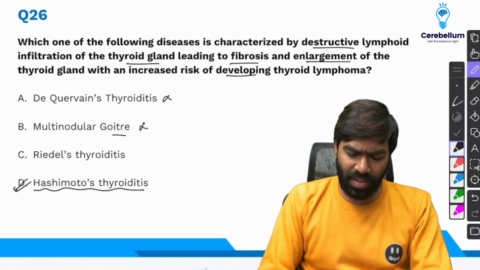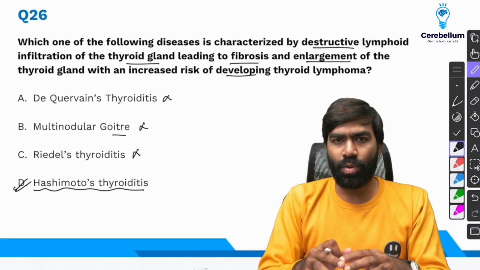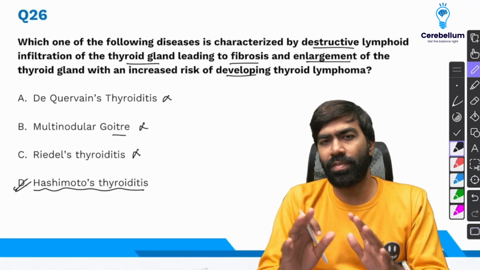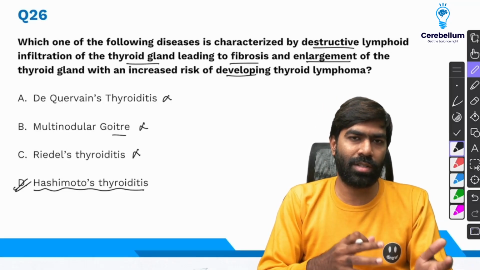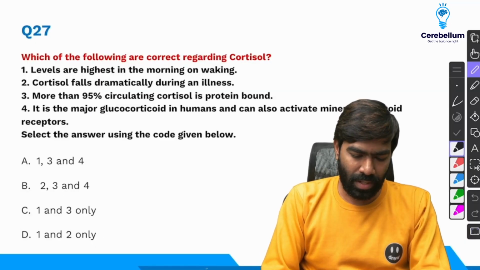Riedel thyroiditis is a very different form of thyroiditis. It's a fibrosing thyroiditis, and it's a form of invasive fibrosis, and these patients are not at risk of cancer, even though the most important differential diagnosis for Riedel thyroiditis is anaplastic thyroid cancer. So the right answer for this question is option D, easy one.